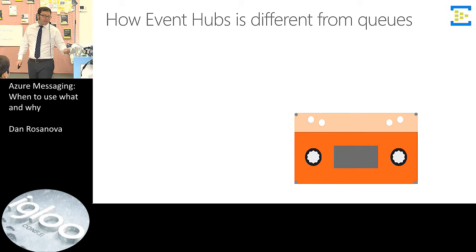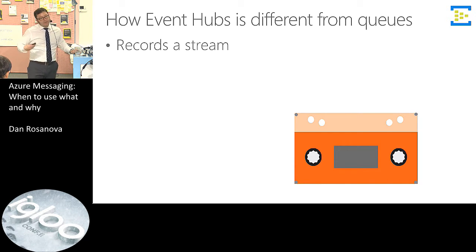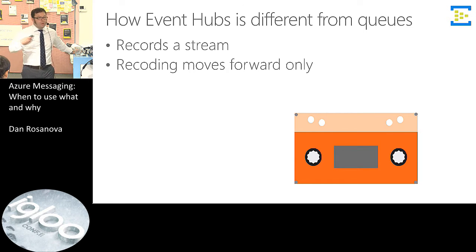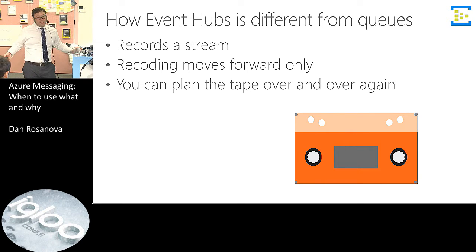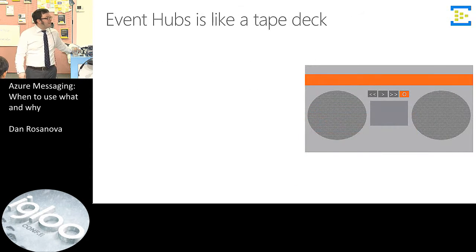So I'm thinking of how Event Hubs is different from a queue. Event Hubs is more like this. It's more like a tape. So it's recording a stream. That recording is just moving forward. So it's not like a queue, which is random. It's really just moving forward. And you can play the tape over and over again. So in my mind, this is working pretty well. Hopefully it helps you understand what this is.